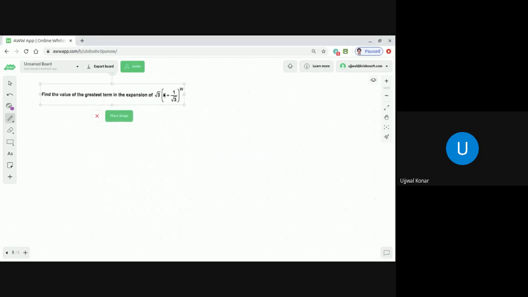So this question you need to solve using the same approach and send it to me. You can send it to me over WhatsApp. Okay, and I'll be looking into your solution and then get back to you accordingly.